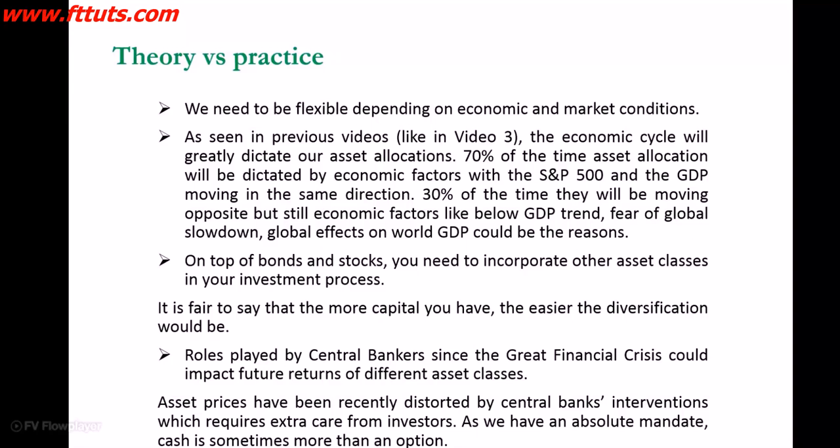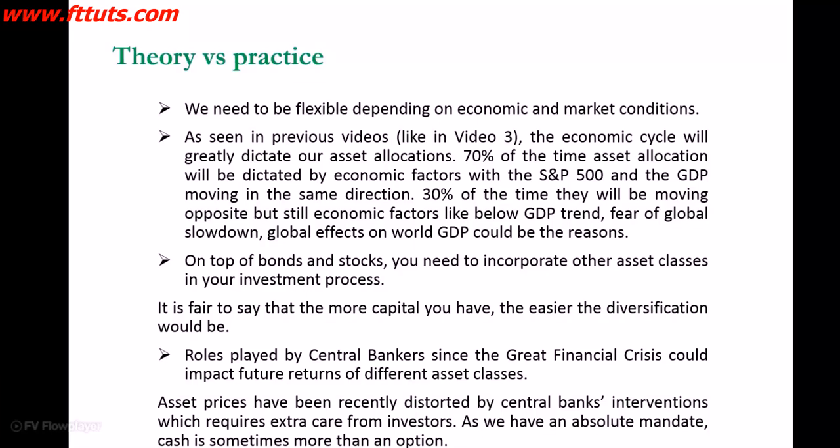On top of bonds and stocks, you need to incorporate other asset classes in your investment process. Obviously, as we covered before, the stock market is the biggest market for retail traders, with 3,000 stocks in the US, 1,000 stocks in Europe, but still, from time to time, you will see opportunities coming from other asset classes. So it is fair to say that the more capital you have, obviously the easier the diversification will be.